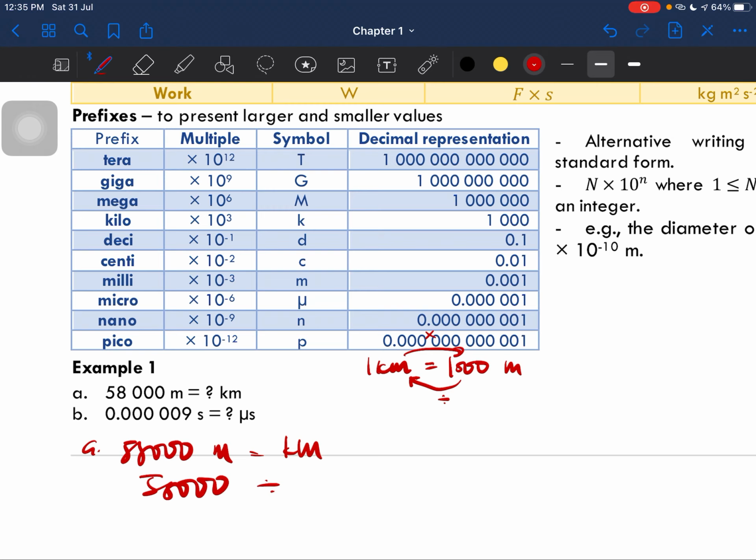So if 58,000 meters, it asks you to change to kilometers, what you do is 58,000 you divide with 10 to the power of 3. 10 to the power of 3 is 1000, but we use it in terms of this because we are learning prefixes too. Okay, so we divide them in order to get it in terms of kilometers.